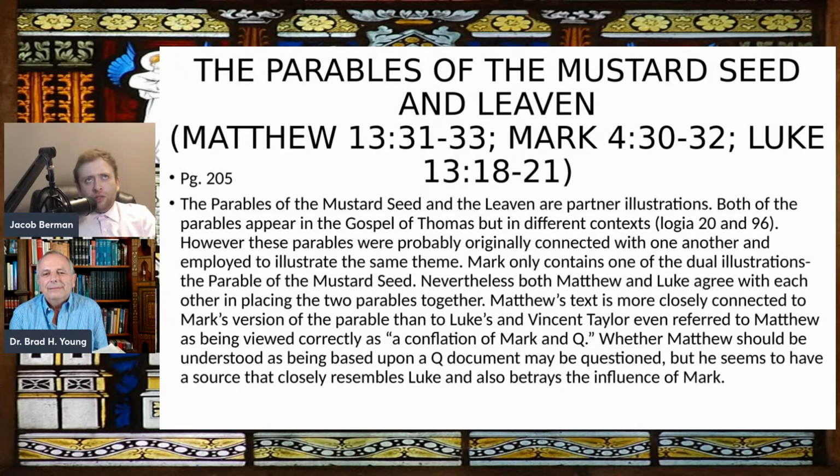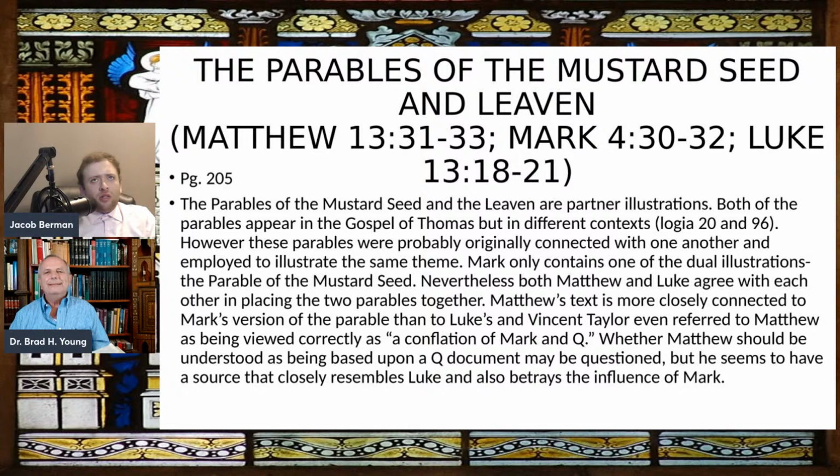Look at the final slide, the parables of the mustard seed and leaven. Matthew 13:31-33, Mark 4:30-32, Luke 13:18-21. The parables of the mustard seed and the leaven are partner illustrations. Both of the parables appear in the Gospel of Thomas, but in different contexts, Logia 20 and 96. However, these parables were probably originally connected with one another and employed to illustrate the same theme.